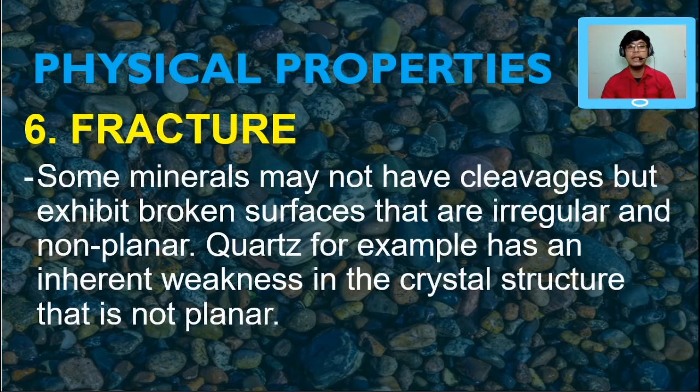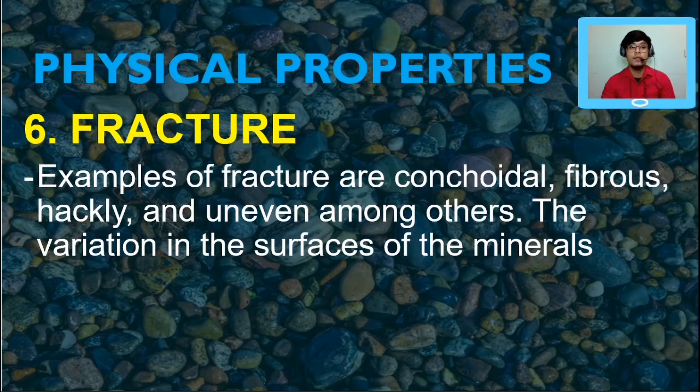Next, number 6 is fracture. Some minerals may not have cleavages but exhibit broken surfaces that are irregular and non-planar. Quartz, for example, has an inherent weakness in the crystal structure that is not planar. So we also have here examples of fracture: conchoidal, fibrous, hackly, and uneven, among others. The variation in the surfaces of the minerals is said to be the fracture.